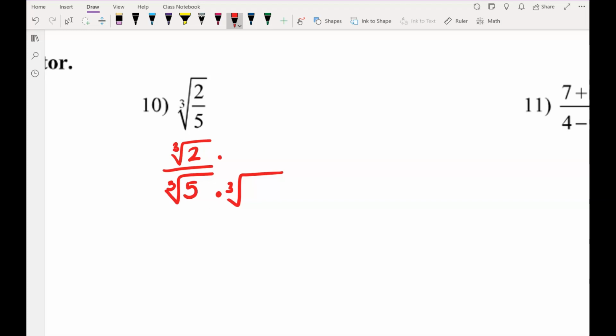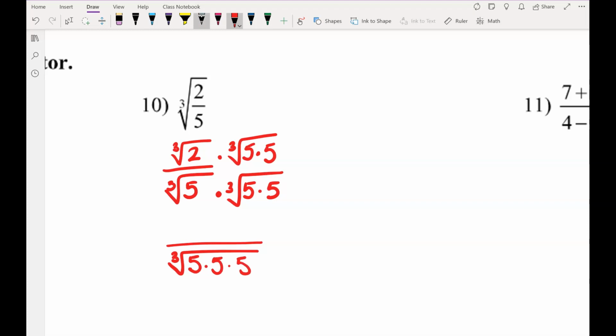Currently I have 1 5. I'm going to need 2 more. So you can write 5 times 5, or you can write 5 squared, or you can write 25. However you choose to write that, that's really up to you. I'm going to right now stick with 5 times 5. In the denominator, we now have the third root of 3 5s. Guess what? 3 5s with an index of 3, we can totally simplify. But what's on the top?